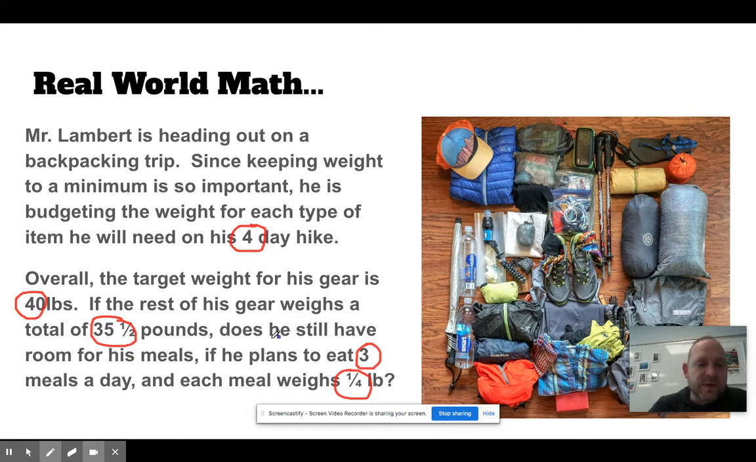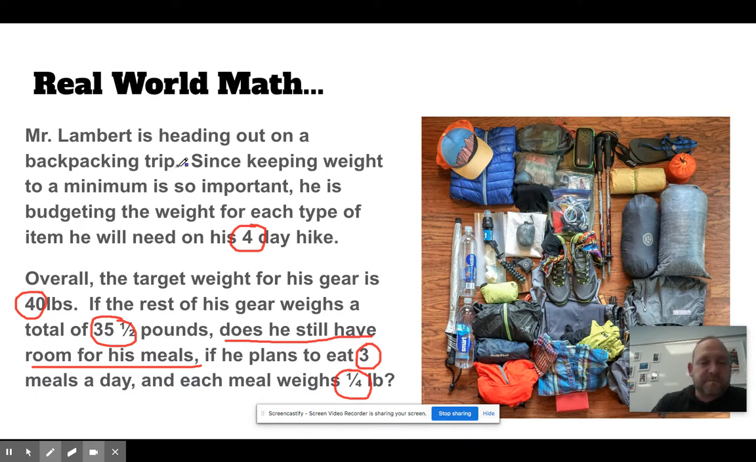All right, so here's what I'm going to start with. Now I need to underline my question. And I think my question is going to be somewhere around this question mark. So the whole sentence says, if the rest of his gear weighs a total of 35.5 pounds, does he still have room for his meals if he plans to eat 3 meals a day and each meal weighs 1/4 of a pound? So the real question that they're asking me here is, does Mr. Lambert still have room for his meals? We've got the if, we've got the other part. These are all parts of the thing, but really it's kind of a yes or no question. Do I have enough room for my meals?